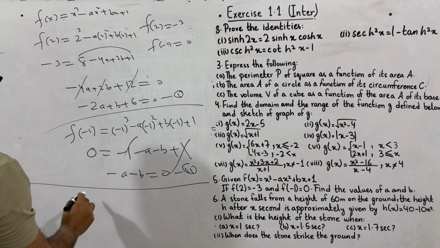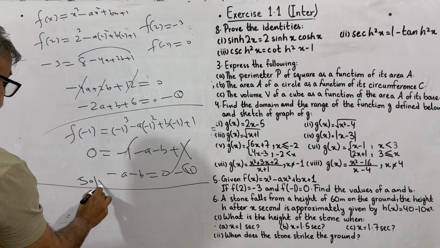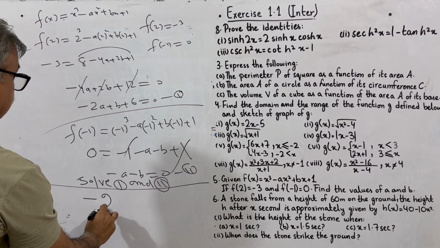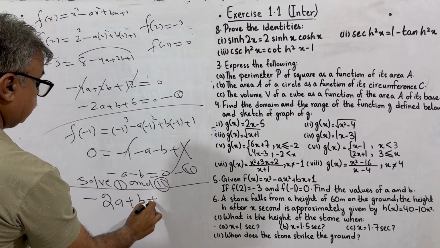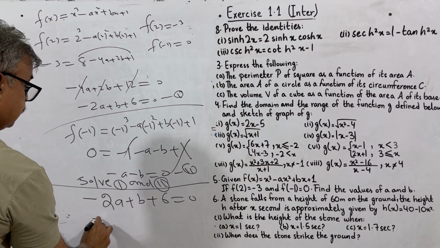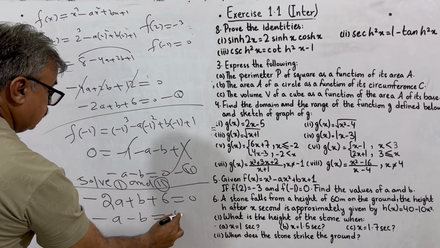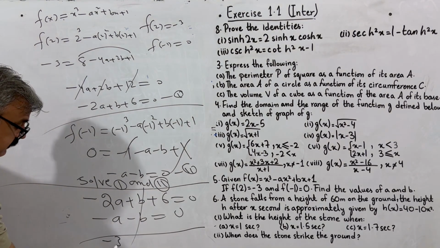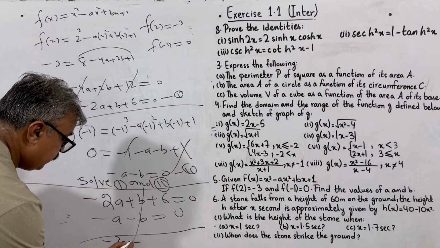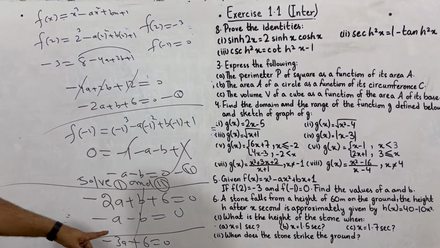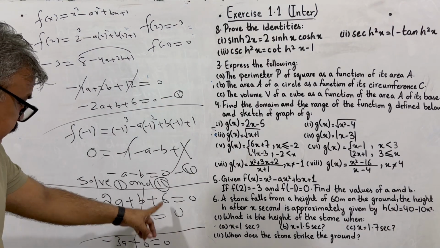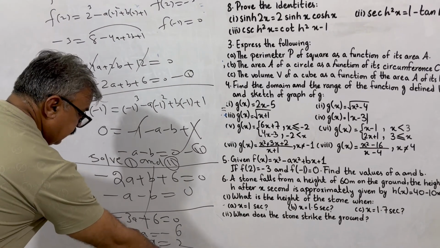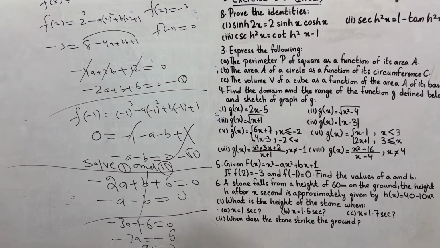Solve both equations, 1 and 2. We have minus 2a plus b plus 6 is equal to 0, and the second one is minus a minus b is equal to 0. Just add them up. The b's cancel out. We have minus 2a minus a, minus 3a, plus 6 is equal to 0, or minus 3a is equal to minus 6. So a is equal to 2. Value of a is 2.